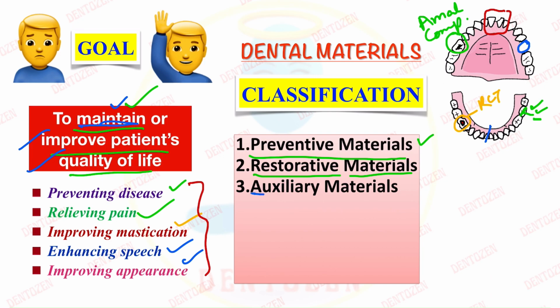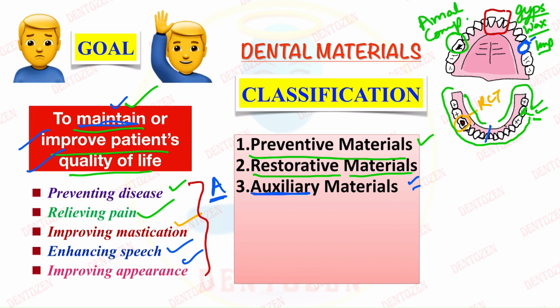Auxiliary materials are those which aid in the fabrication of prosthesis. That means they help in the fabrication of prosthesis, but they are not part of it. For example, in the lab, we may be using different gypsum products. You may be using plaster, stone, some waxes, impression materials to take the impressions. So all these materials help in the final fabrication of the processes but are not part of it. So those are auxiliary materials.